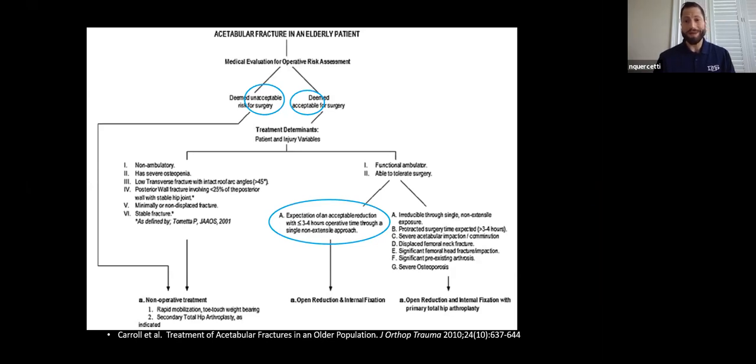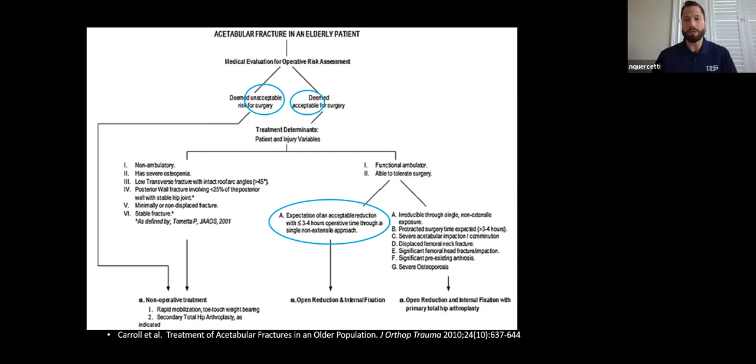As far as elderly acetabular fractures go, like I said, Carroll in 2010 proposed a very, very good algorithm for acetabular fractures. And the biggest questions are, can they or can they not go to the operating room? Is this patient safe? And then if they are safe to go to the operating room, what are we going to try to accomplish? Can this patient tolerate up to 3 to 4 hours of an ORIF? Can you do everything through a non-extensile single approach? And is the cup salvageable?